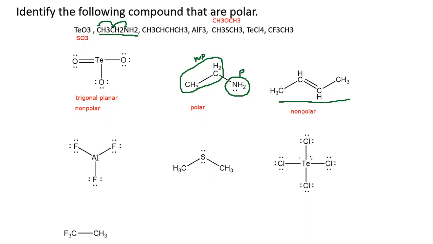Next, we go to aluminum trifluoride. Again, if we look, aluminum has 3 bonding pairs of electrons, so this is going to be trigonal planar. Since it only has 3 bonding pairs of electrons and all 3 fluorines are around aluminum, this would be nonpolar as well.